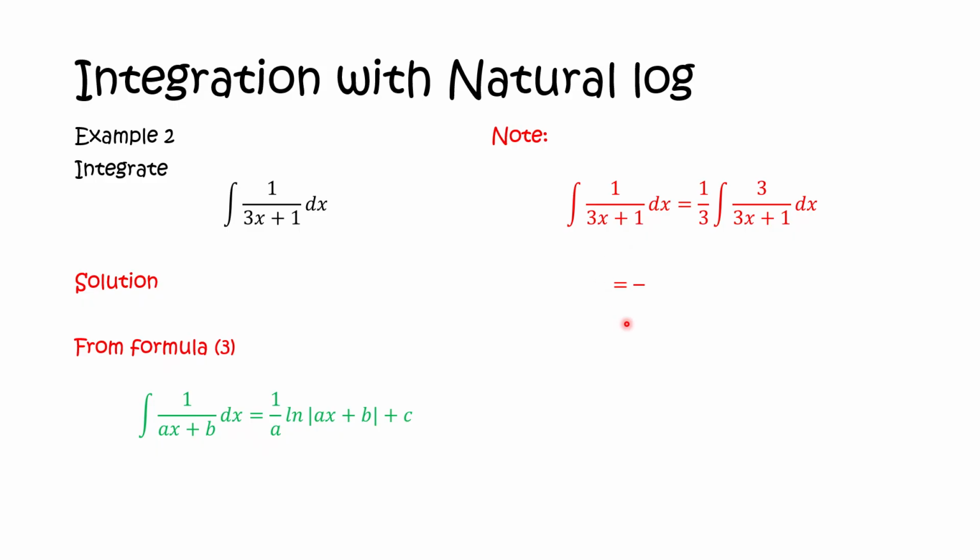Then, with that, we would get our final answer as 1 over 3 times natural log of absolute value of 3x plus 1 plus c. Recall, our a is 3, so we didn't have to use the second step that we used there. We could just plug this a into formula 3. We get our answer as easy as that.